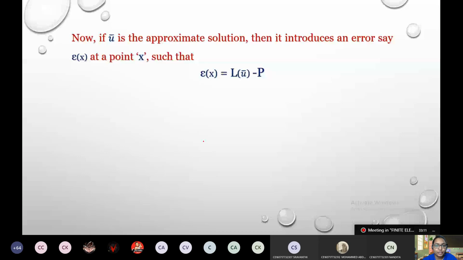We had L of u is equal to P. Now the error, whatever it introduces because of the approximate solution, is epsilon of x is equal to L of u bar minus P. Here u bar is the approximate solution we got, and P is from the differential equation we had. This epsilon of x is called the residual.